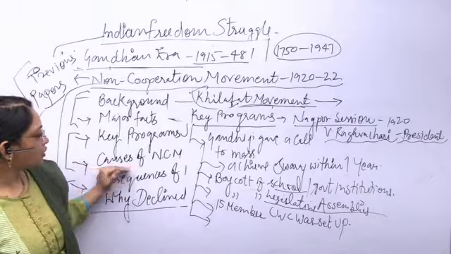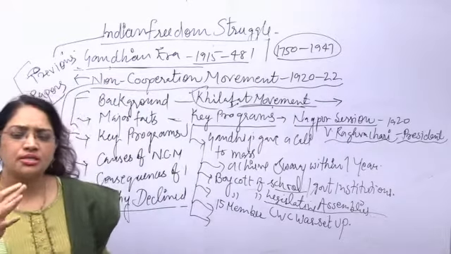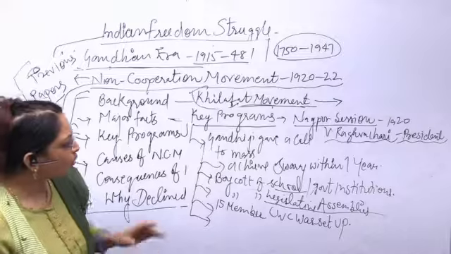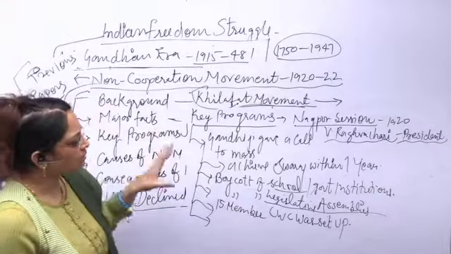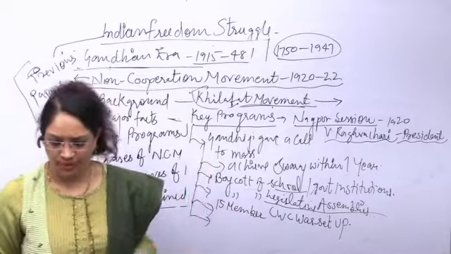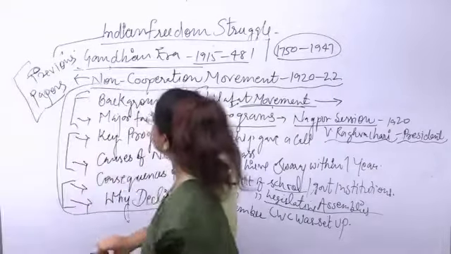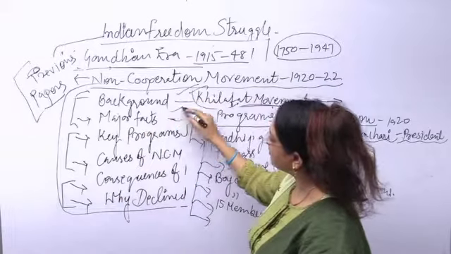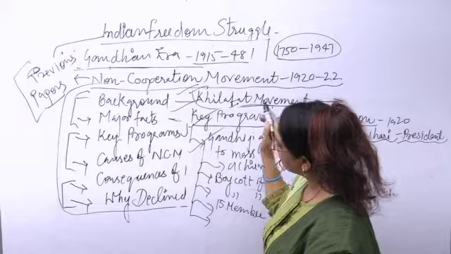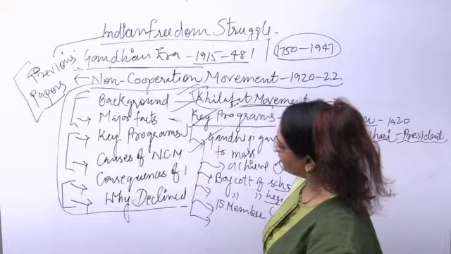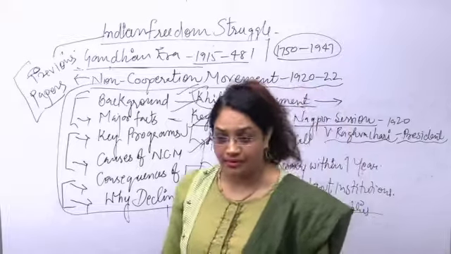Now we are going to discuss the causes of the non-cooperation movement, right? There is no need to study more than these points for the non-cooperation movement, because these are more than suffice for you. So we have covered the background, the major effects, and the key programs. Now we are going to discuss the causes of the non-cooperation movement. Then I will explain the causes and then why it declined. This is very simple, right?